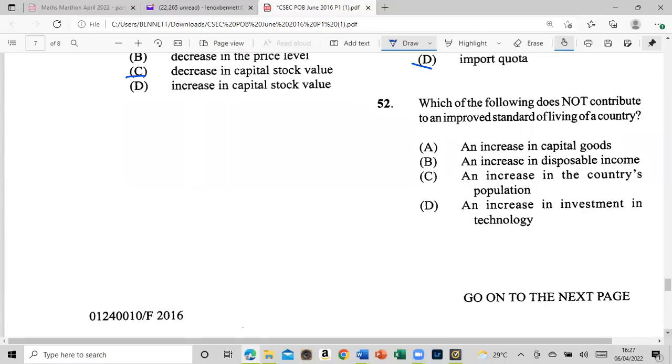Which of the following does not contribute to the improved standard of living of our country? An increase in capital goods, an increase in disposable income, an increase in the country's population, or an increase in investment. I'm going to go with C.